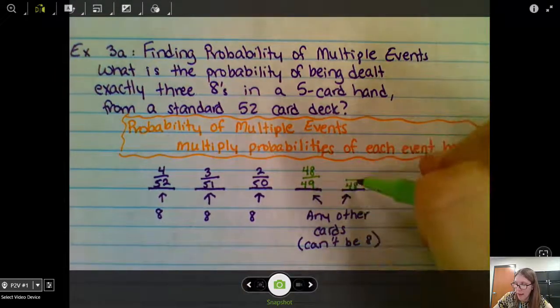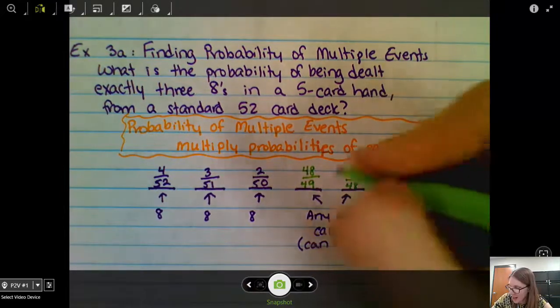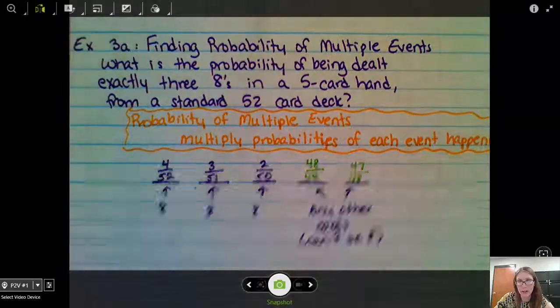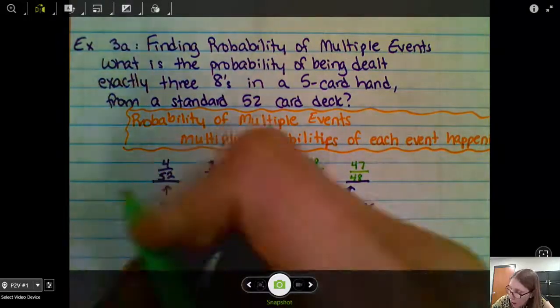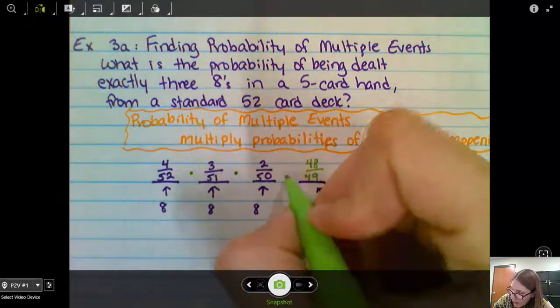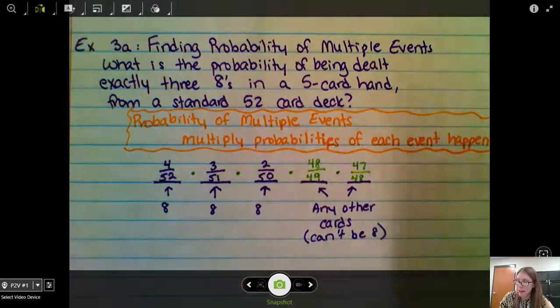And then after that, we have 48 cards left. One of them is an 8 still. So I'll take any of the other 47. Multiply all of these probabilities, and that'll give me the probability of getting exactly 3 8s in my hand.